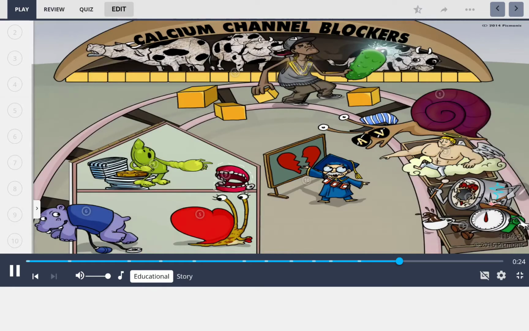So, in short, calcium channel blockers include verapamil and diltiazem and work to slow AV conduction in the heart. They can be used for angina pectoris, arrhythmias, and essential hypertension. Side effects include bradycardia, hypotension, constipation, peripheral edema, and gingival hyperplasia. Make sure to provide medication education to patients.